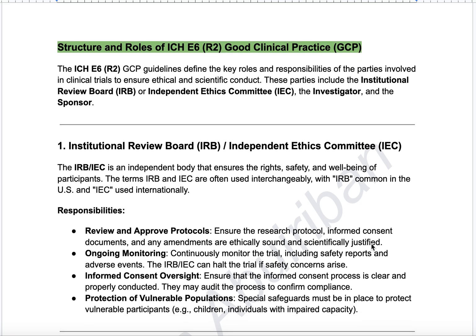The structure and role of ICH E6(R2), which is known as Good Clinical Practice. The Good Clinical Practice guidelines define the key roles and responsibilities of the parties involved in clinical trials to ensure the ethical and scientific conduct. These parties include the Institutional Review Board (IRB) or Independent Ethics Committee (IEC), the investigator, and the sponsor.